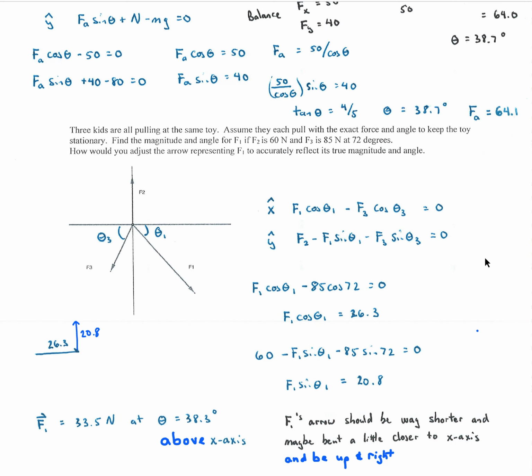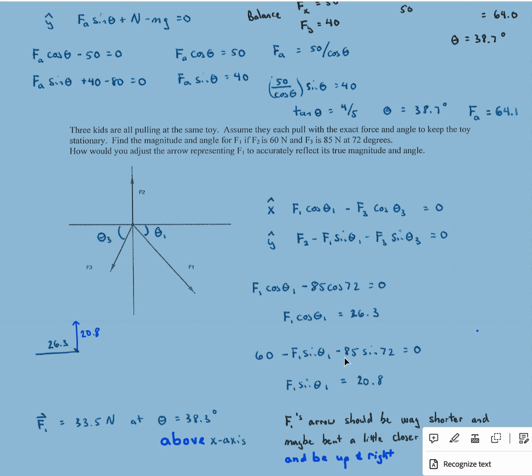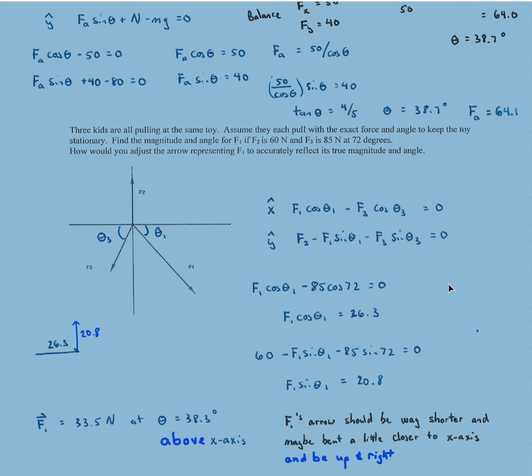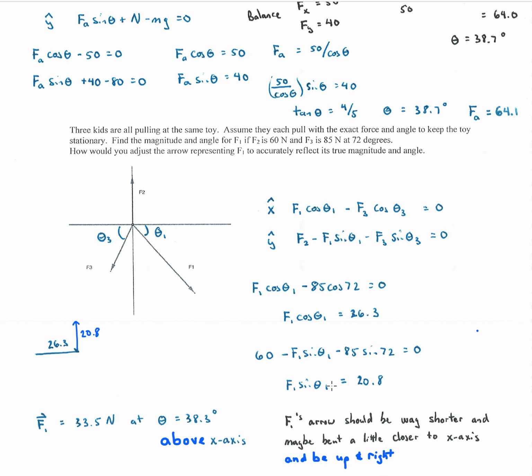Okay, so it looks like there's all sorts of substitutions and other things you can do, but I think you know everything but F1 and angle 1. So you can figure out what F1 cosine theta 1 is, and then you can figure out what F1 sine theta 1 is. I didn't actually figure out what F1 and theta 1 were yet, but I found out what their pieces are. So the only way this can be balanced is if F1 pulls 26.3 to the right and F1 pulls 20.8 up.